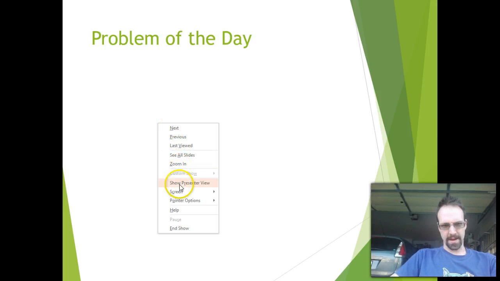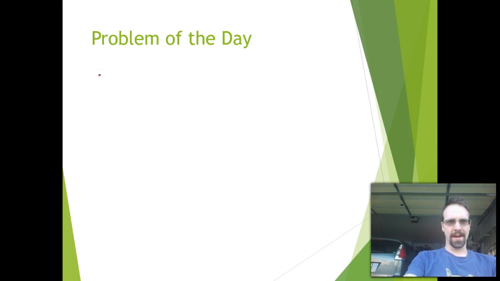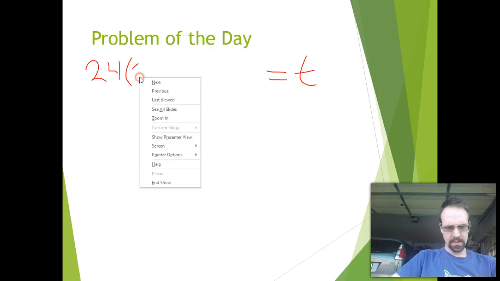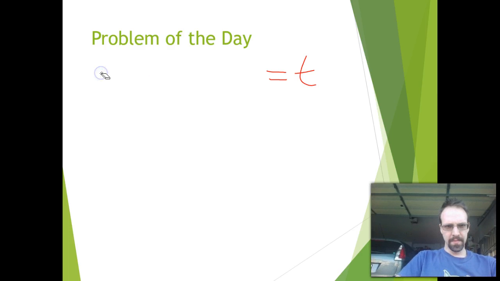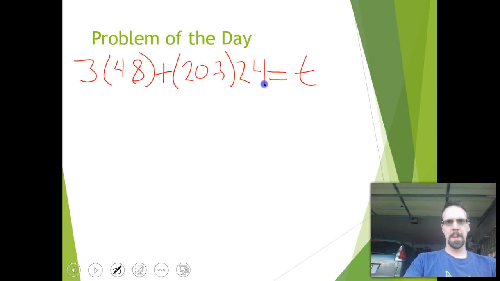Yes. So let's go ahead and do this. All right. So, first, I know that I need to find the total number of treats that equals T. Let's try this again. I know that three students are bringing in double, so three students are bringing in 48, and I know that 20 minus three students are bringing in 24, and that equals T.